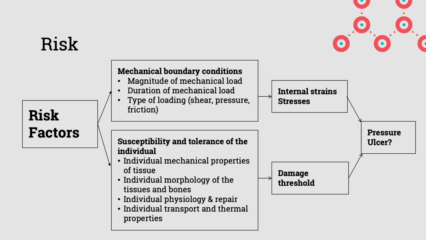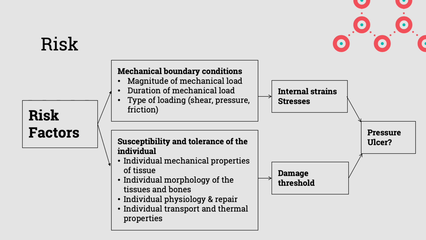So I mentioned that risk factors were a key part in this, and it's important to understand those that are evidence-based. So Suzanne Coleman and her team carried out a systematic literature review of part of the 2014 international guidelines, and they identified groupings of main risk factors and broke these down into two areas: the mechanical boundary conditions and the susceptibility and tolerance of the individual. The mechanical boundary conditions include the magnitude and duration of the load. And by load, we mean the shear, pressure or friction. So we need to know how much pressure the patient has had and for how long.